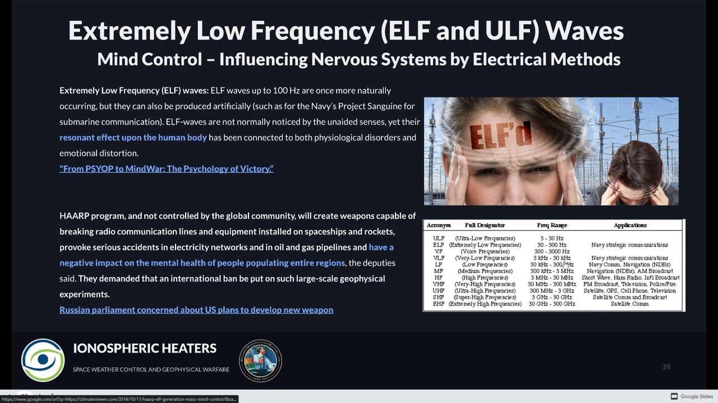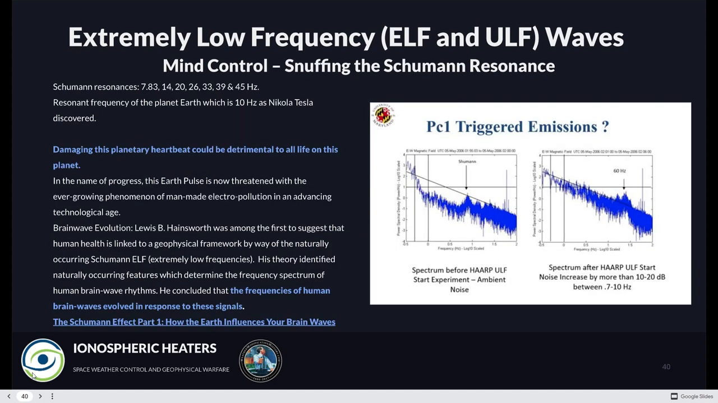And over here you can see different scales of these: ultra-low frequencies, 3 to 30 hertz, ELF, extremely low frequencies, 30 to 300 hertz, and then VF and VLF from 300 to 30,000 hertz. The Schumann resonance, also known as the heartbeat of our planet, is naturally generated by solar winds and a fluctuation of our ionosphere. The heartbeat of our planet is 7.83 hertz. That's the strongest of the Schumann resonances.